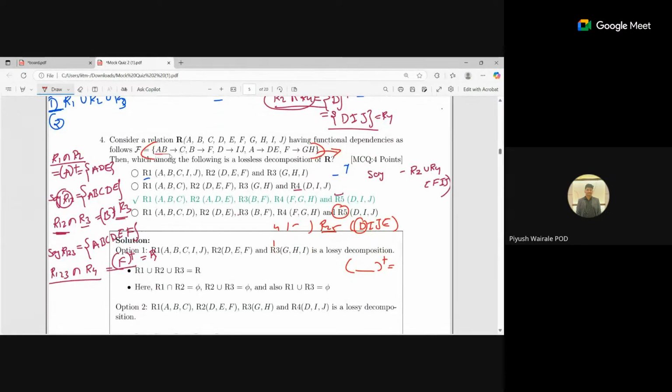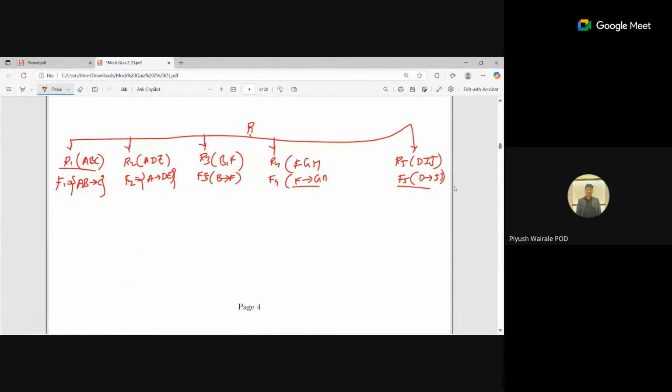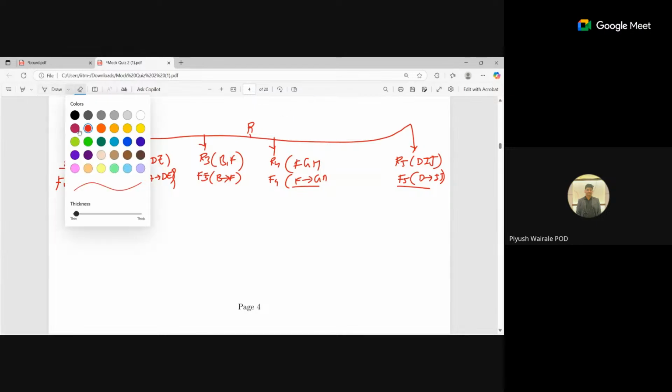Okay, great. So you can see all functional dependencies are applicable to some decomposed relation, so we can say it is dependency preserving. Now let's say, for example, I'm adding one more dependency here, B determines H. Now tell me where this B determines H will go, in which decomposed relation? Nowhere, right? So can we say that it's not dependency preserving?